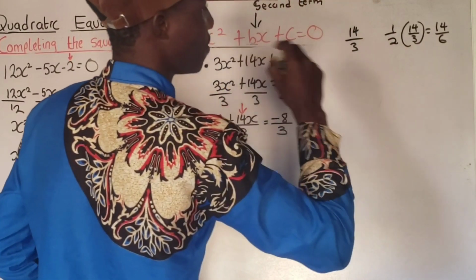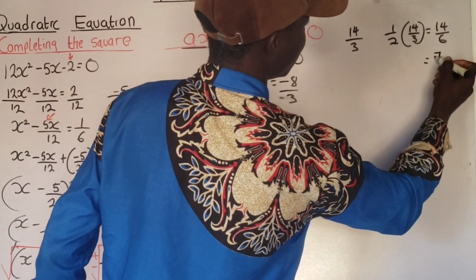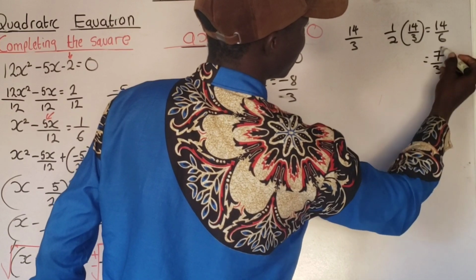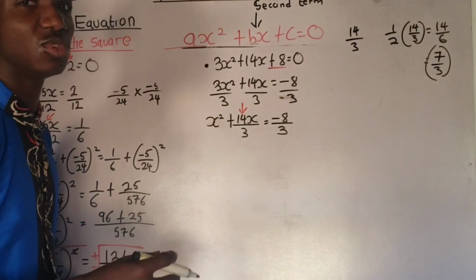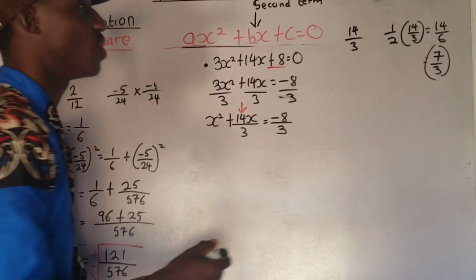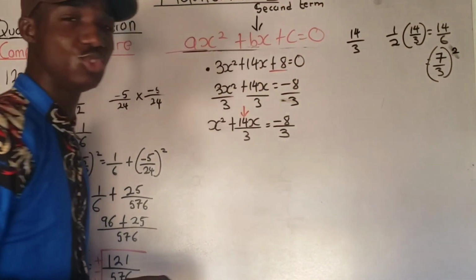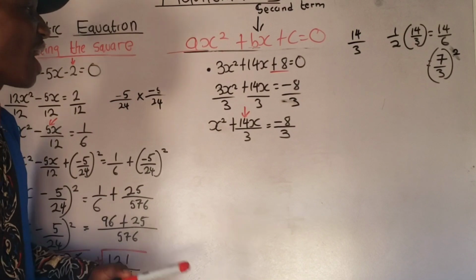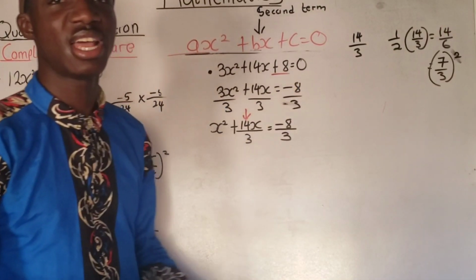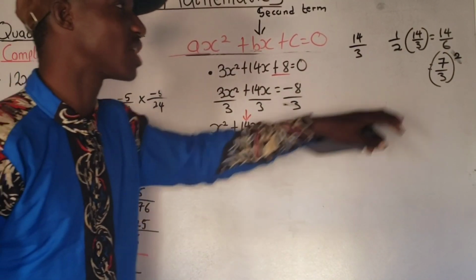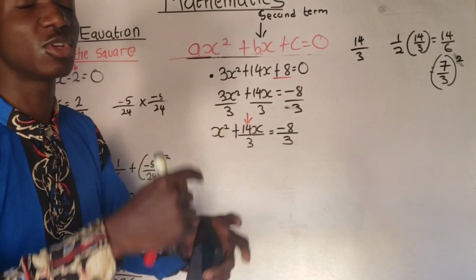Now 14 over 6 can be reduced to 7 over 3. So I'm going to square the half of this second term, then add it to both sides of the equation. You see, I took the half of this 14 over 3. It gives me 14 over 6. Then I realized that the fraction can be reduced, so I reduced the fraction to 7 over 3. Then I square that. I square 7 over 3. It is that 7 over 3 squared that I'm going to add to both sides of the equation.